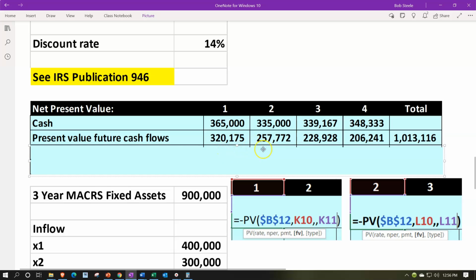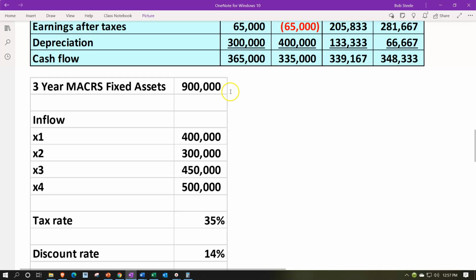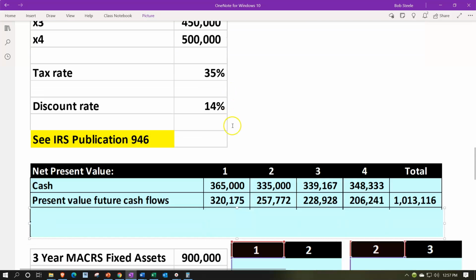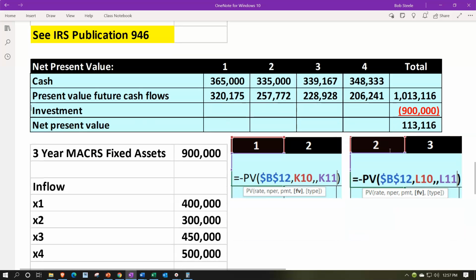Adding this, and this gives us a total of 1,013,116. That does not take into consideration now our original investment, which we do not need to present value because it's at period 0. So I'm just going to add that here. That's the negative 900,000. So the 1,013,116 minus the 900 gives us the 113,116. So that's a positive number.